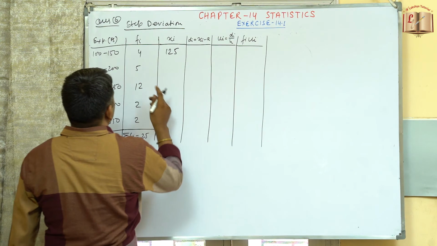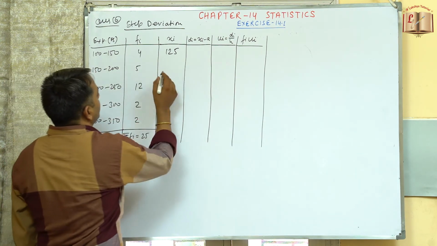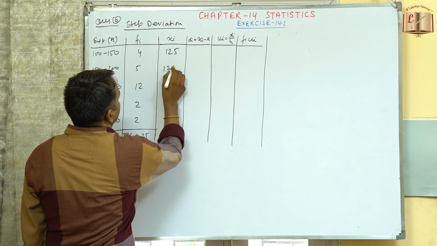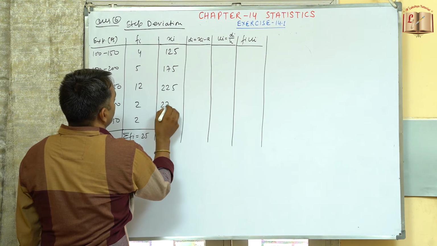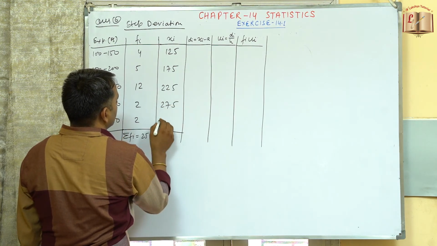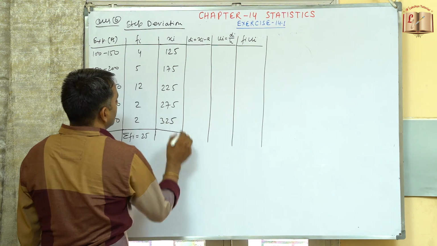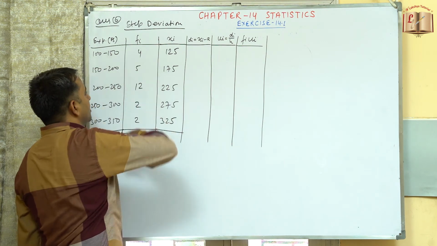125. This is going at an interval of 50-50, so what will the next value be, 50 more. So this will be 175, then this will be 225, then 275, then again 50 more than it, so this will be 325, because these values are after an interval of 50.